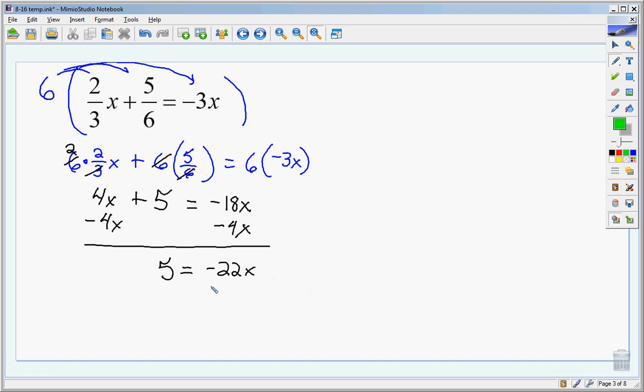What's my last step going to be? I'm going to divide by a negative 22. And x ends up being equal to a negative 5 over 22. Questions?